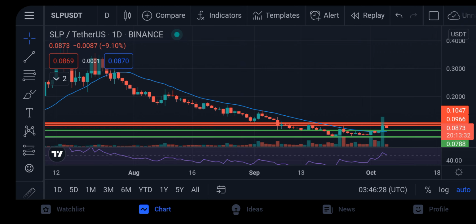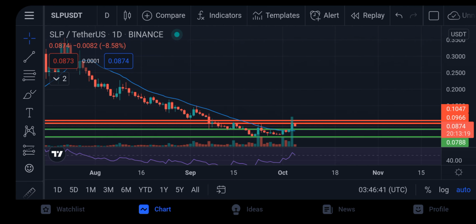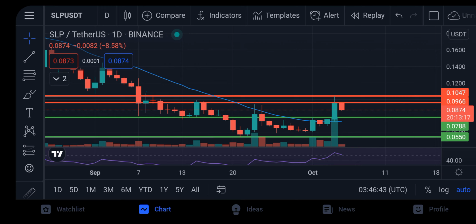And lastly, what are your key takeaways on SLP? What are the solutions you see to be able to get this out of the downtrend, and to be able to go uptrend on this?